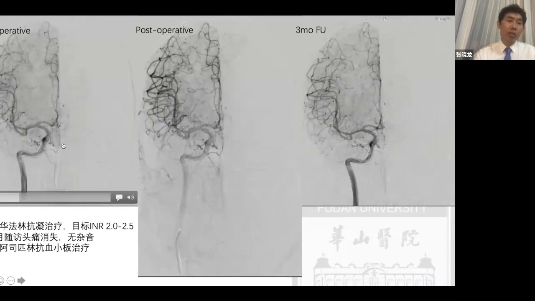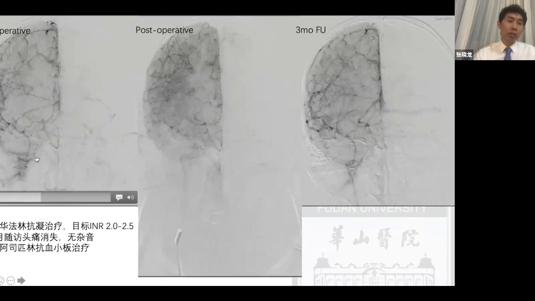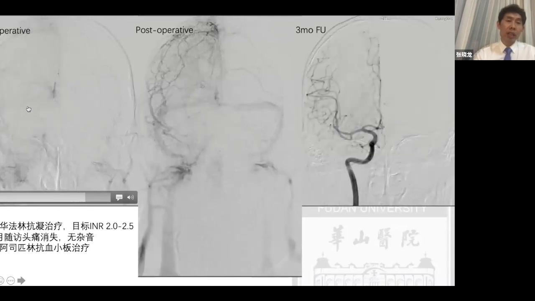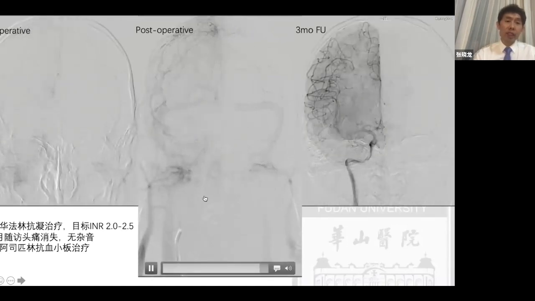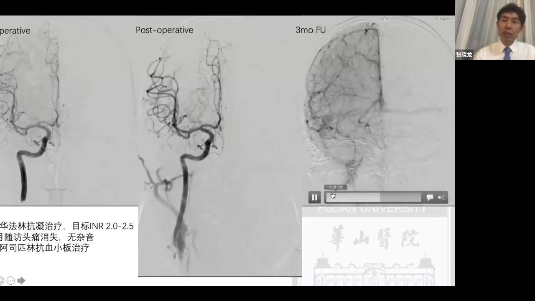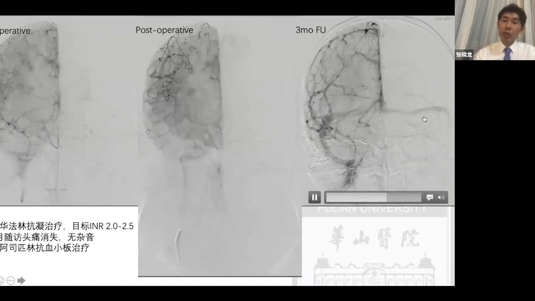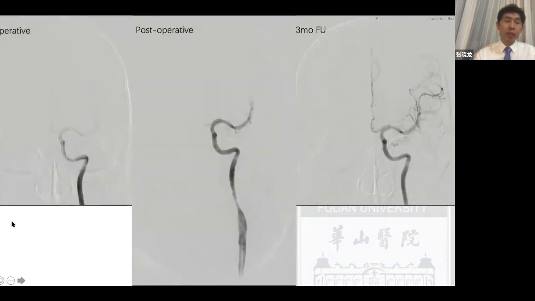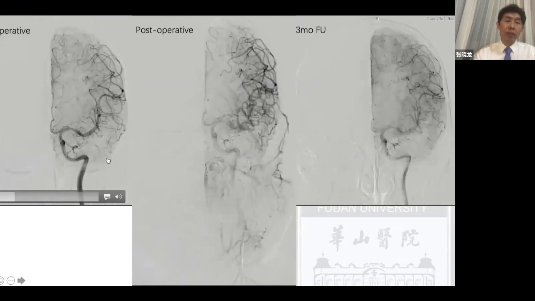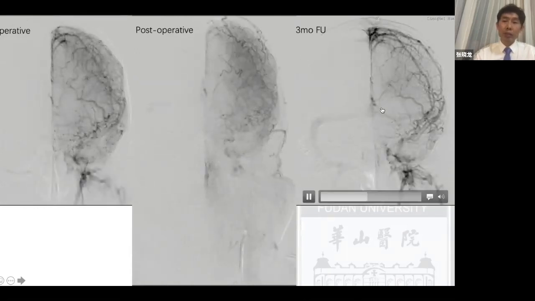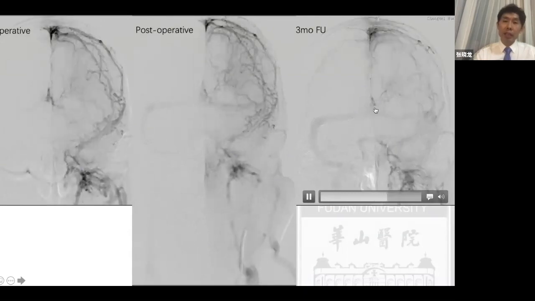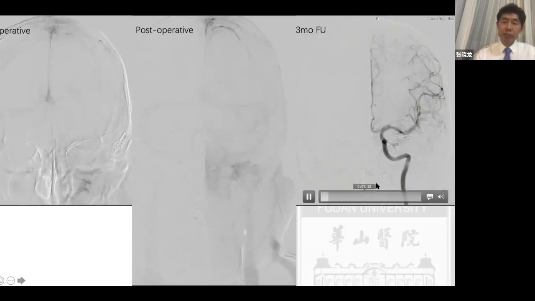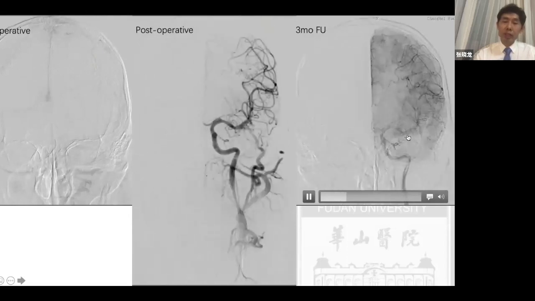What about the internal brain circulation? This is the preoperative, this is the right ICA angiography and the post angiography, and 3 months later, the brain circulation goes very well. The left ICA angiography can still show the recovery of the brain circulation, especially the bilateral transverse sinus and the sigmoid sinus. It's recovered to normal.